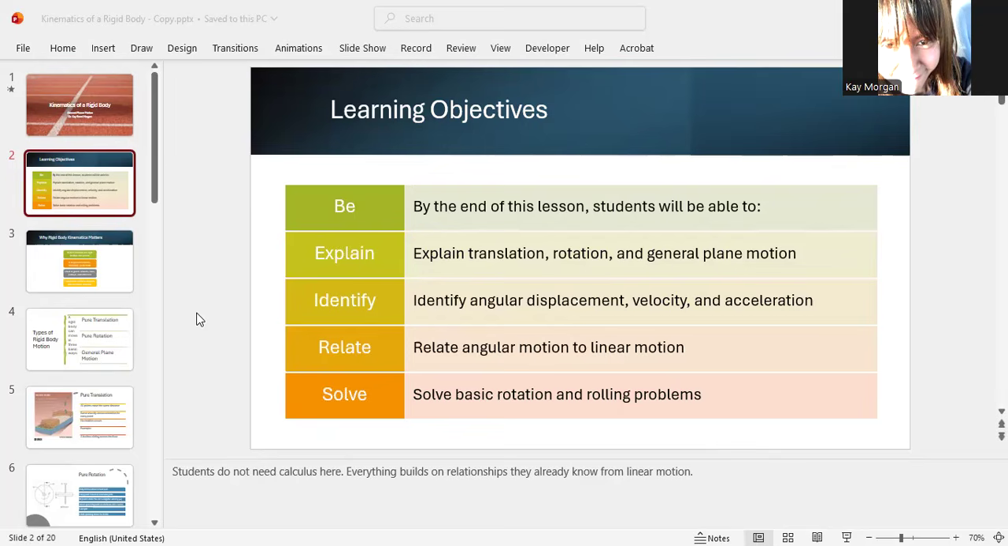We're going to connect rotation to straight line motion using simple relationships, like how the speed of a rolling wheel relates to how fast it is spinning. And finally, we're going to solve basic rotation and rolling problems. These problems will focus on understanding the motion, and not on heavy math.